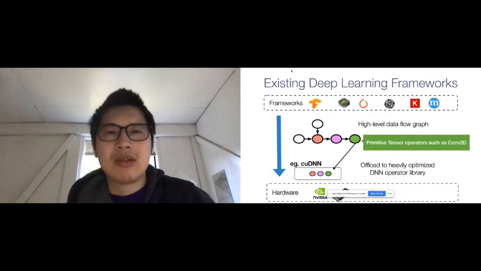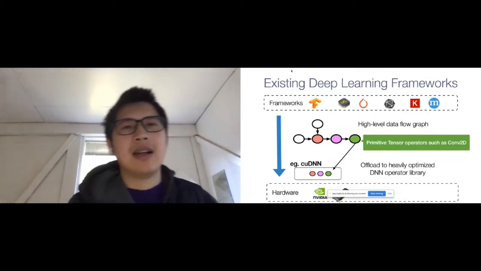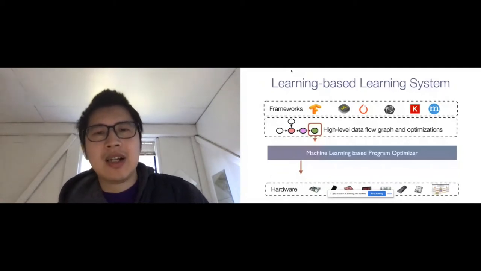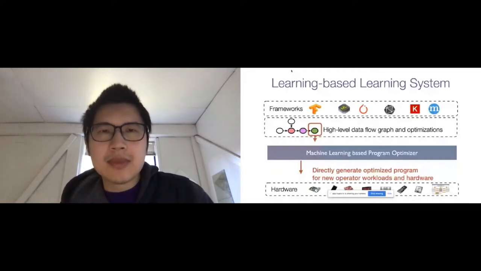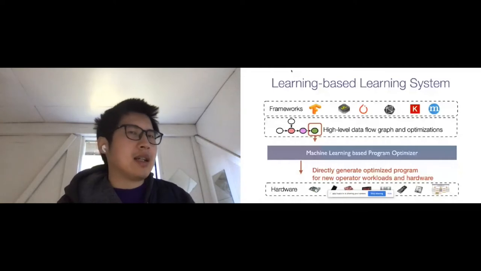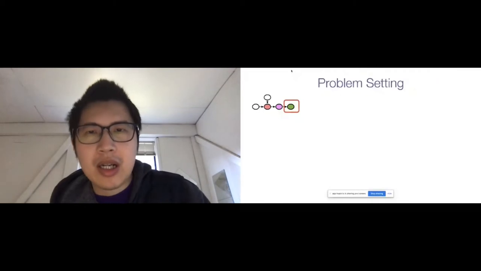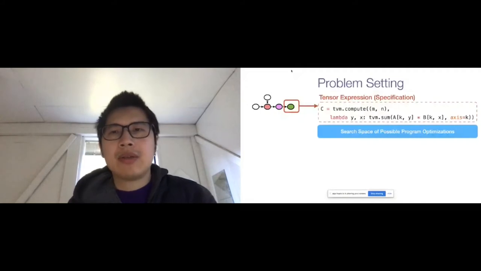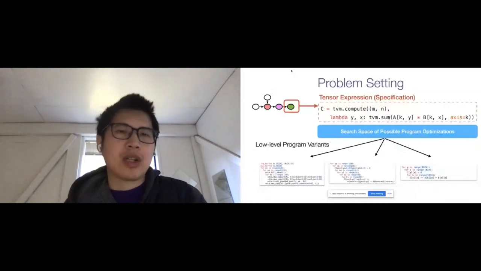The idea is we want to be able to replace the human-based effort with a bit more automation, to build a machine learning program optimizer that automatically takes the high-level data flow graphs, optimizes those programs, and directly generates code that can be deployed onto new hardware and new workloads. Specifically, in order to do that, we will try to describe the high-level graph nodes in what we call the tensor expression language. And then we will try to build a space of possible program optimizations based on the specification. And we can generate low-level variants from that.